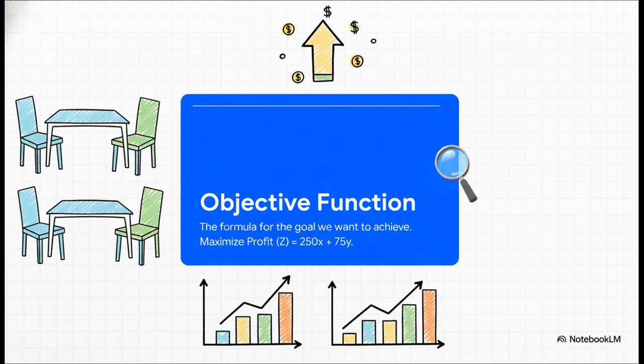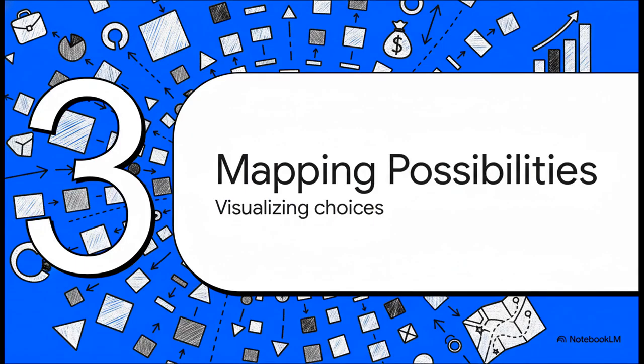These two rules create the boundaries of our problem. And finally, what's the whole point of this? The goal. We want to make as much profit as possible. We call this the objective function. The total profit, let's call it Z, is going to be 250 rupees for every table, plus 75 for every chair. Our whole mission is to make Z as big as it can possibly be. Now that we've turned our problem into these neat little equations, we can do something really cool. We can actually draw a map of every single possible choice the dealer could make.